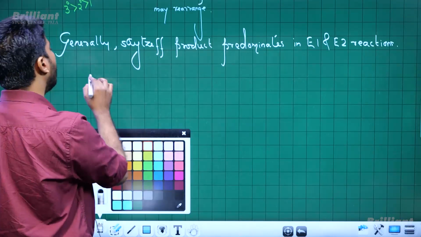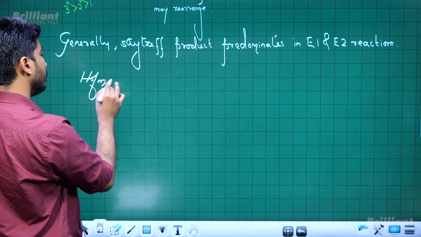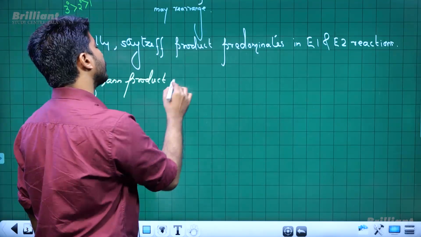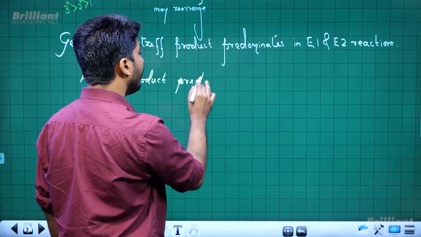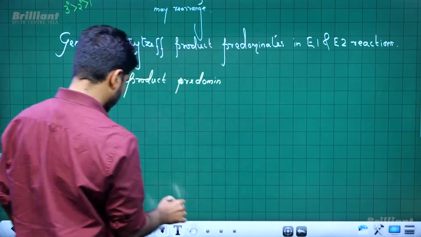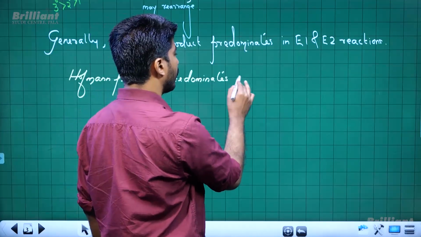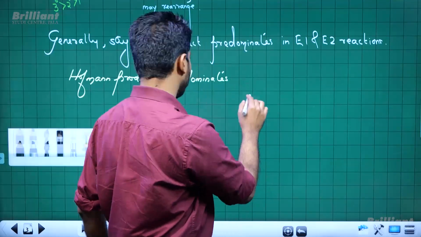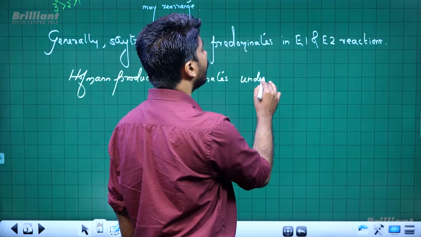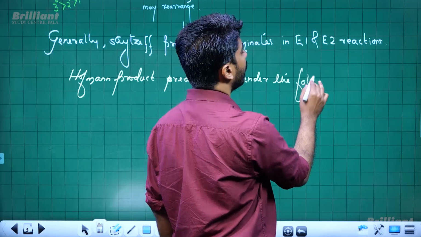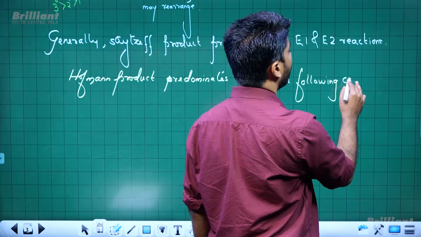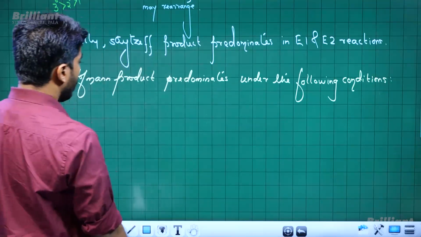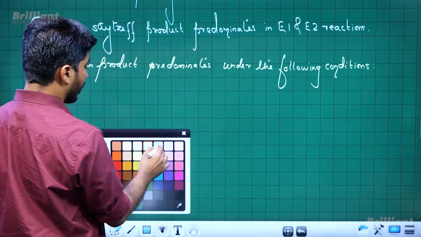But the Hofmann product may predominate. The less substituted alkene predominates under the following conditions. Hofmann product predominates under the following conditions.